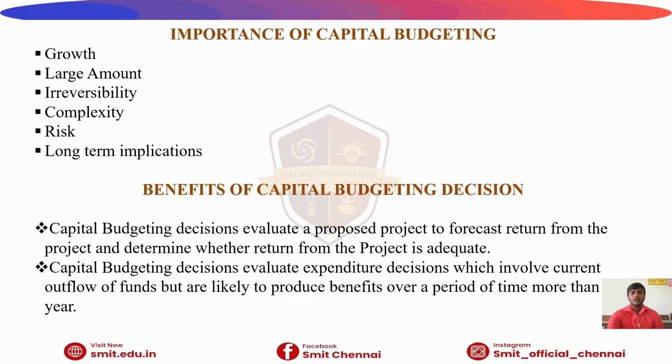Then benefits. What do companies gain from systematic capital budgeting? Forecast return. It helps evaluate proposed projects to forecast expected return. Second, adequacy check. It determines whether the returns are adequate given the risk involved. The third, long-term perspective. It evaluates decisions that involve current cash outflows but generate benefits over multiple years. In essence, capital budgeting ensures that today's investments create tomorrow's value.